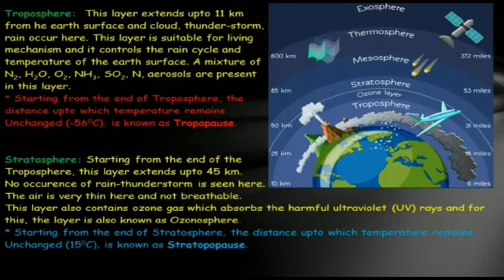Stratosphere. Starting from the end of the troposphere, this layer extends up to 45 km. No occurrence of rain or thunderstorm is seen here. The air is very thin here and not breathable. This layer also contains the ozone gas which absorbs the harmful ultraviolet UV rays, and for this it is also known as the ozonosphere. As you can see from the diagram, different types of layer are shown here with their distances from the Earth.